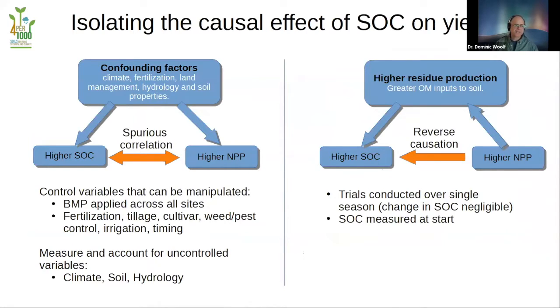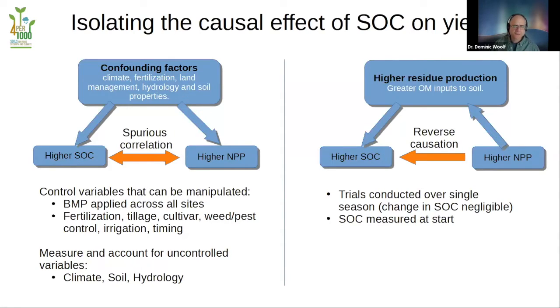There are a lot of parameters which simultaneously can affect soil organic carbon and can also affect NPP or crop yields on the other hand. So rather than a causal effect of soil organic carbon on NPP, that can be masked by a correlation from these confounding factors, which can be due to things like climate, fertilization, land management, hydrology, soil properties, and a range of other things.